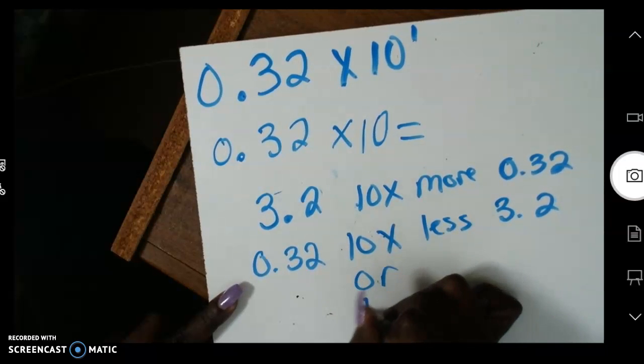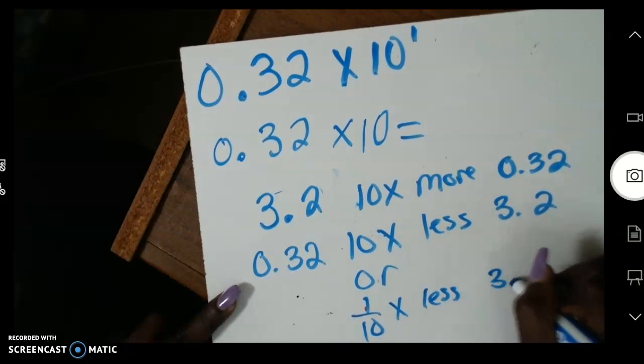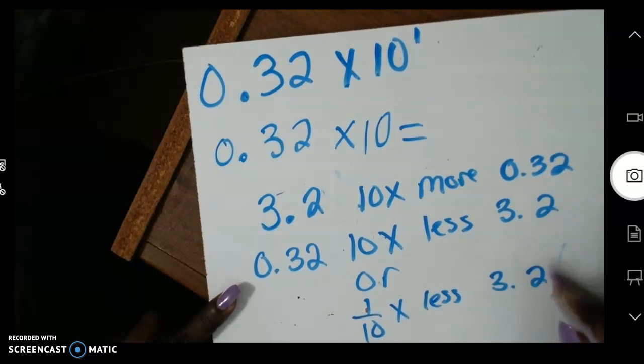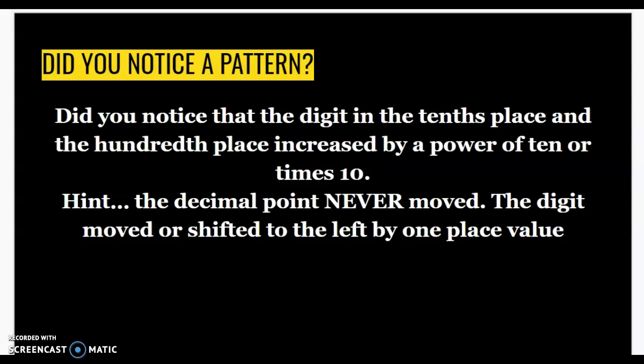Or you can say 1/10 times less than 3.2. Did you notice a pattern? Did you notice that the digit in the tenths place and the hundredths place increased by a power of 10 or times 10? Hint, the decimal point never moved. The digit moved or shifted to the left by one place value.